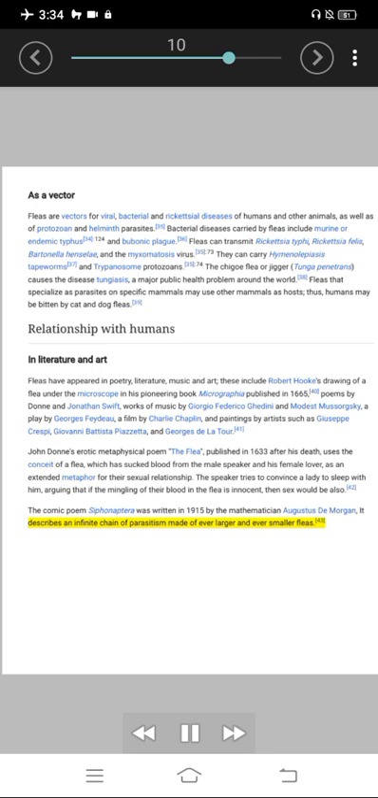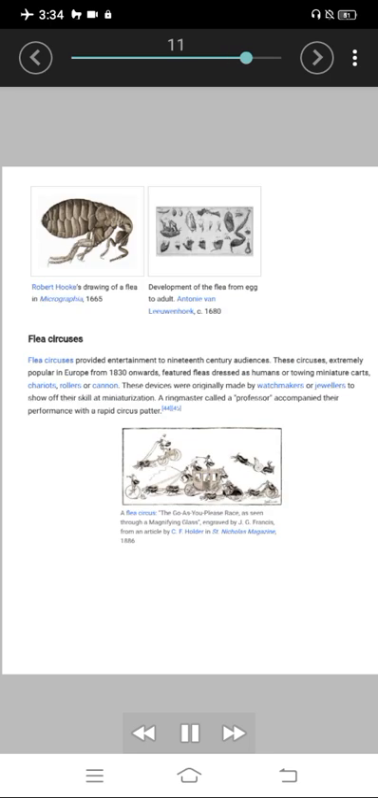Robert Hooke's drawing of a flea in Micrographia, 1665. Development of the flea from egg to adult, Antony van Leeuwenhoek, circa 1680.